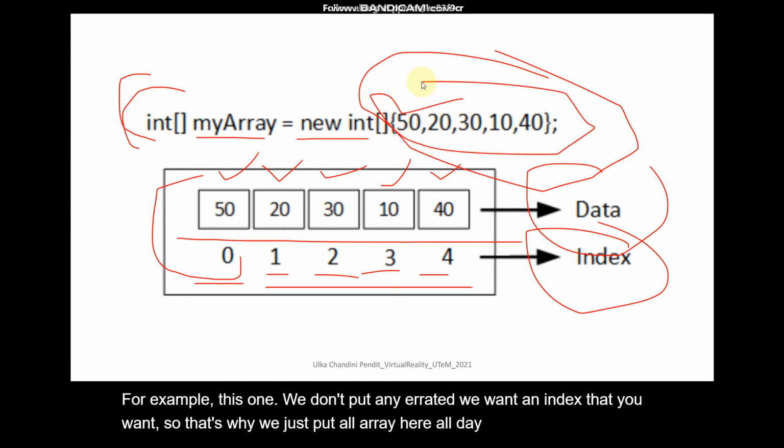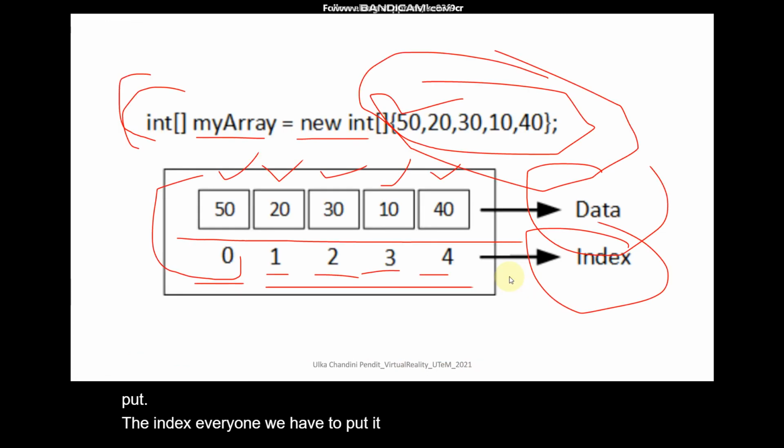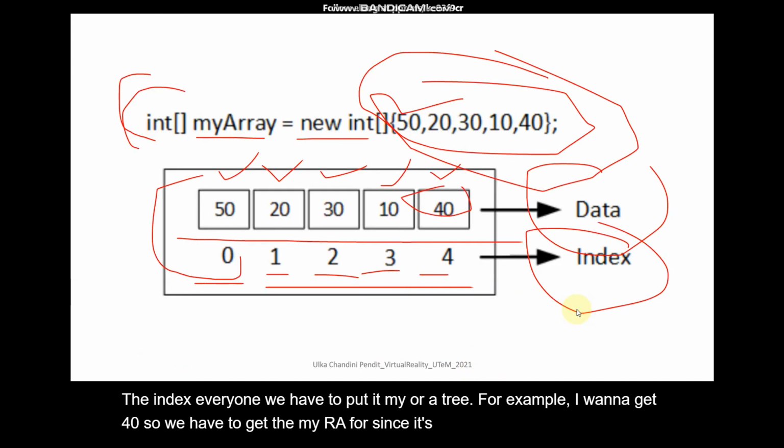But if you want to specify the index that we want, we have to put it like my array 3. For example, if I want to get 40, we have to get my array 4 since it's in index 4. Okay, you see it's in index 4.